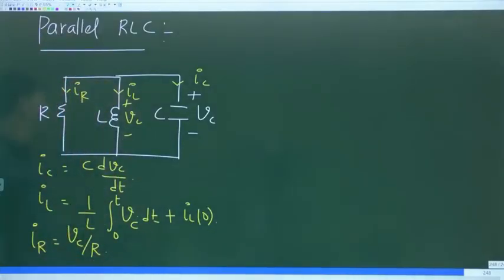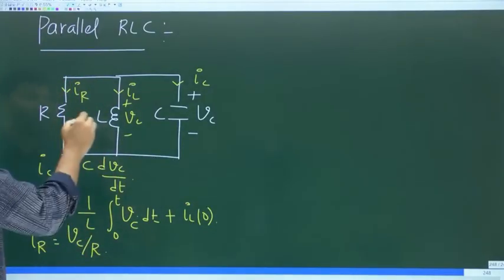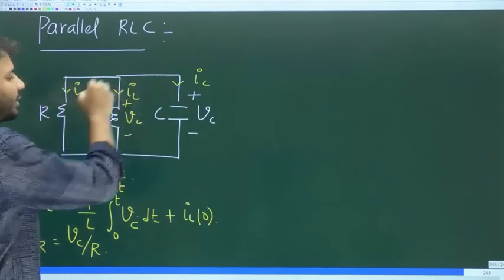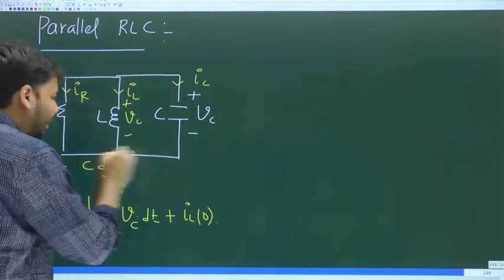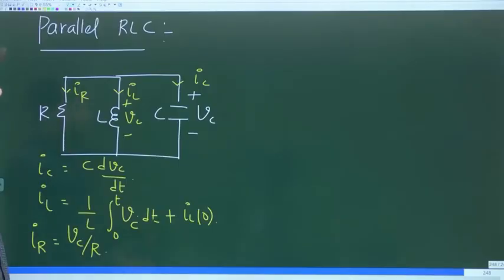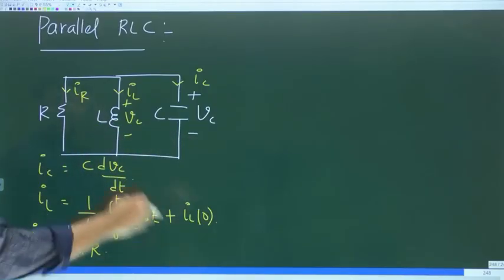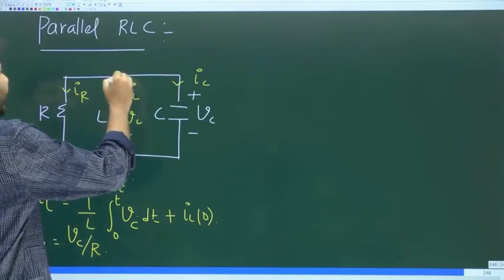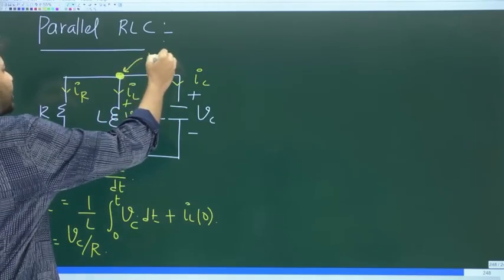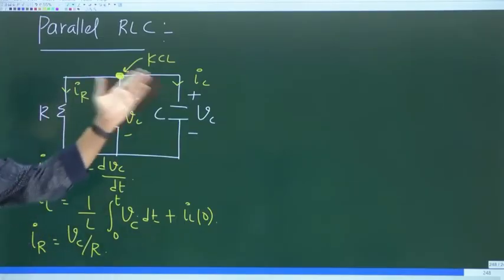How many nodes are there in this circuit? Only two nodes, right? This entire thing at the top is one node. This entire thing at the bottom is another node. All three elements are in parallel between the same two nodes. So let us write KCL at the top node.